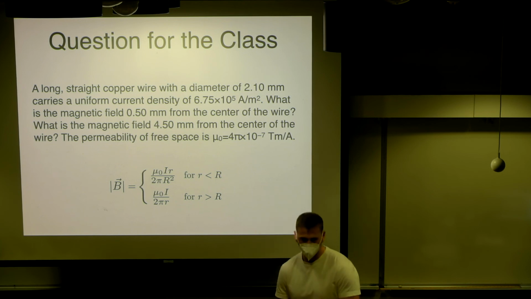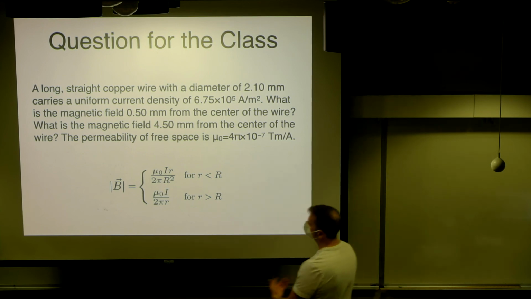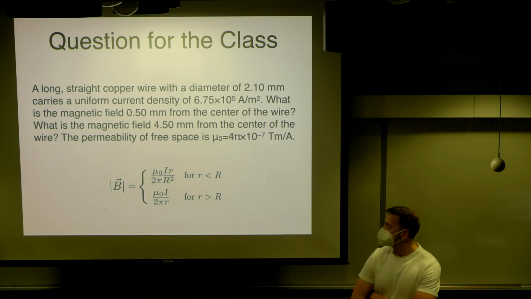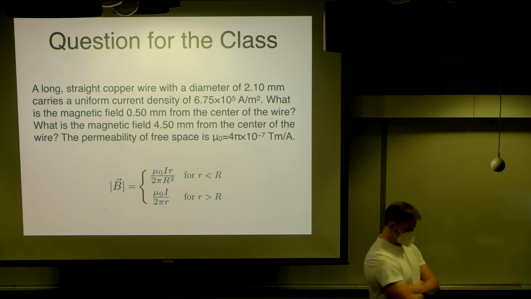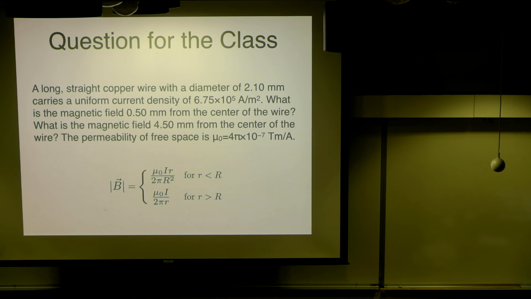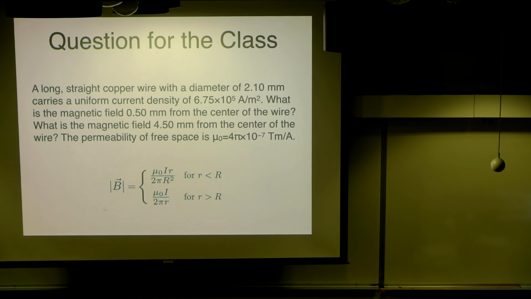So in the first question, we're inside the wire. In the second question, we're outside. We have the formulas that go into this, and the mu naught constant value is given here. So you should be able to work it out. Take a few minutes to work that out. The first step, of course, is you're going to have to find what the current is, given the current density.